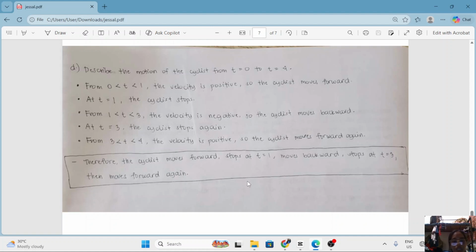What is our interpretation for that? Therefore, the cyclist moves forward, stops at t equal to 1, moves backward, then stops at t equal to 3, then moves forward again.